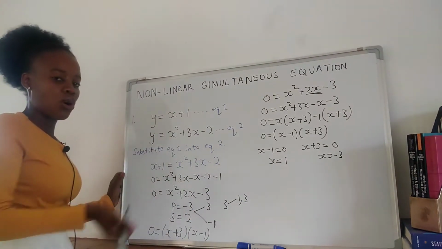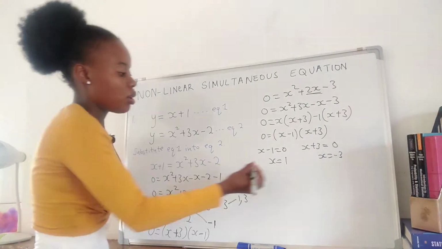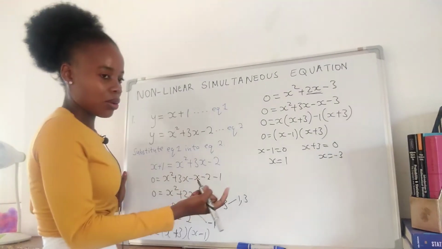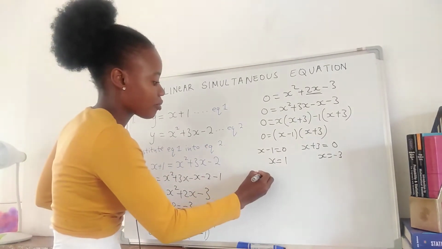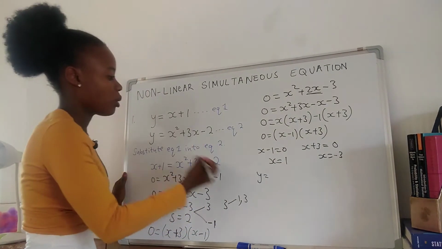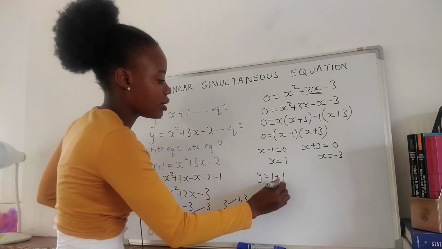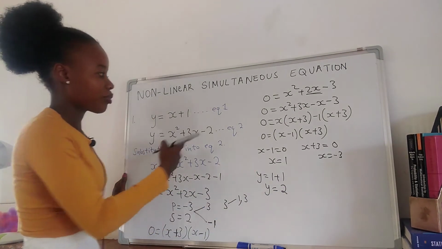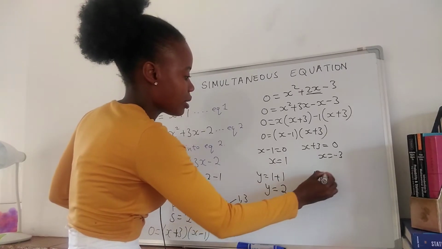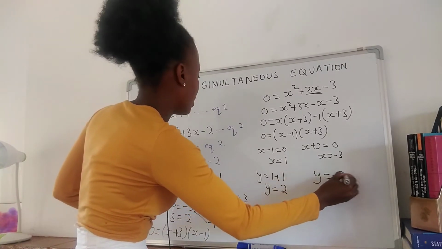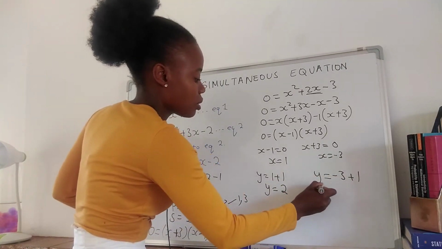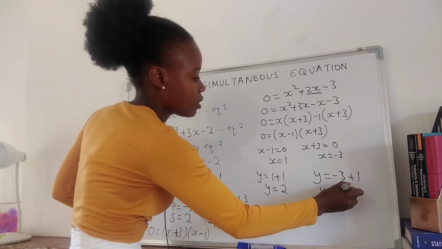We're supposed to look for our y. When x equals 1, what is our y? So you substitute in equation 1, y equals 1 plus 1. So y is 2 when x is 1. y equals negative 3 plus 1. So our y is negative 2.